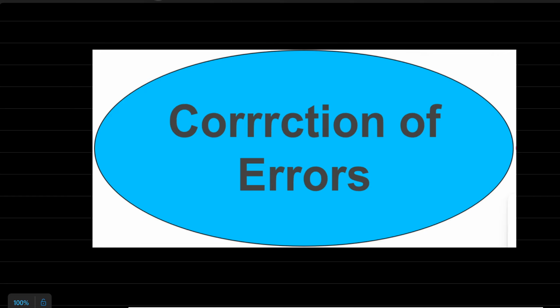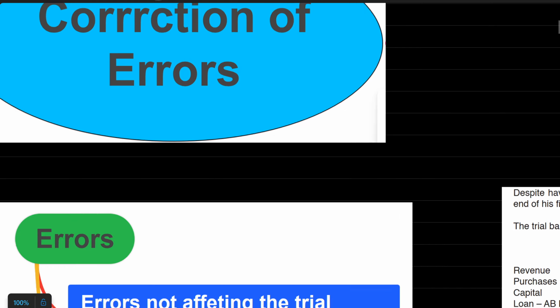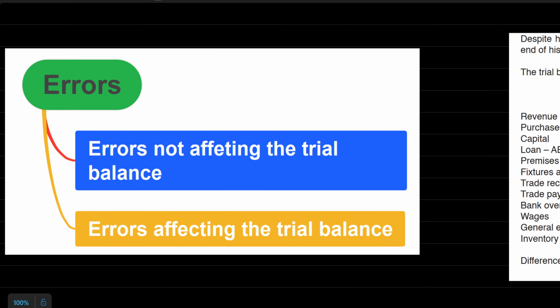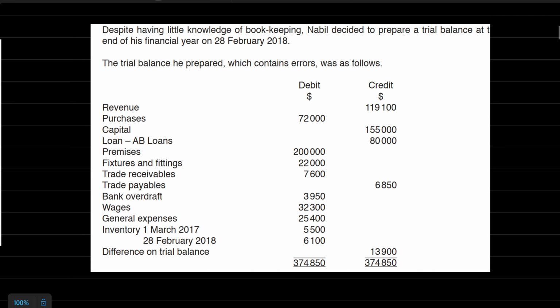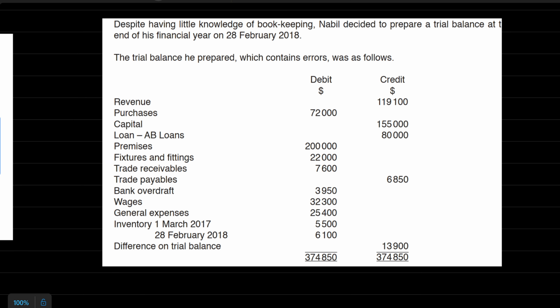Students, today we will learn the topic correction of errors. First of all, errors basically are of two types: those which do not affect the trial balance and those which affect the trial balance. If we prepare a trial balance and the totals of both sides are not equal, it means there are some errors which affect the trial balance.